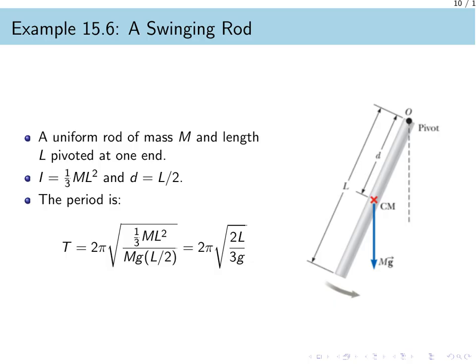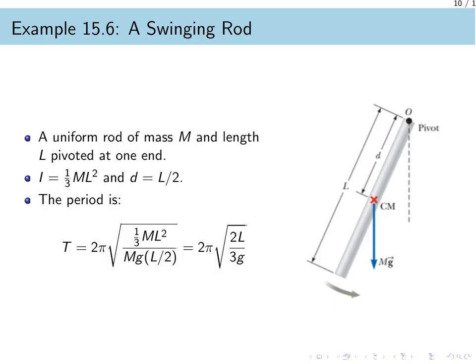Consider a uniform rod of mass m and length L swinging from one of its ends. For a rod pivoted at the end, the moment of inertia is 1/3 times the mass times the length squared. The center of mass is located at the midpoint, so the distance d from the pivot is half the length, or L divided by 2.